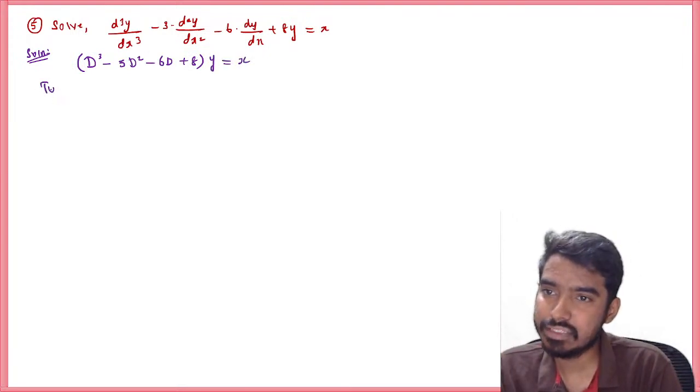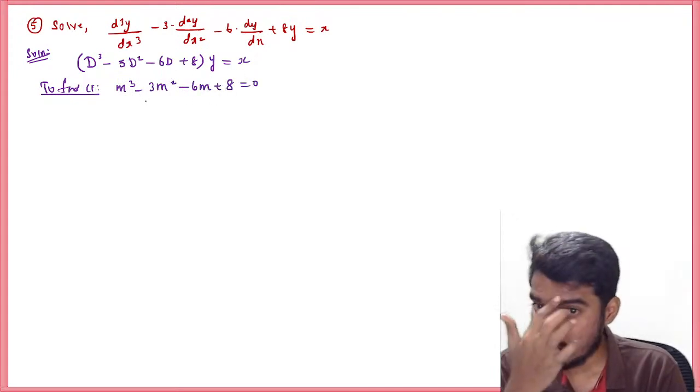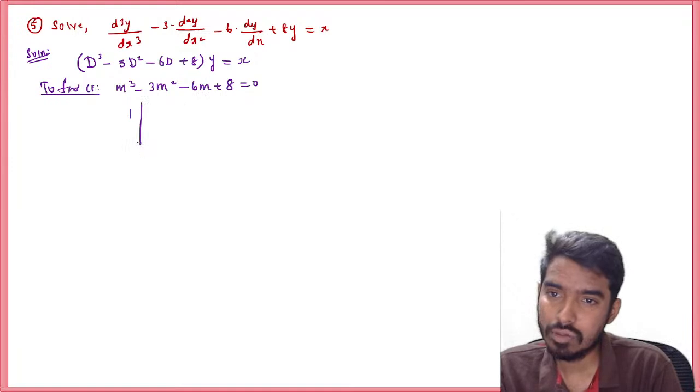So we will find the characteristic equation. So we have m cube minus 3m square minus 6m plus 8 is equal to 0. And you can see 1 is a root, right? 1 minus 3 is minus 2, minus 2 minus 6 is minus 8, plus 8 is 0. So 1 is a root. So this will be 1, minus 3, minus 6 and 8. So we will have 0.